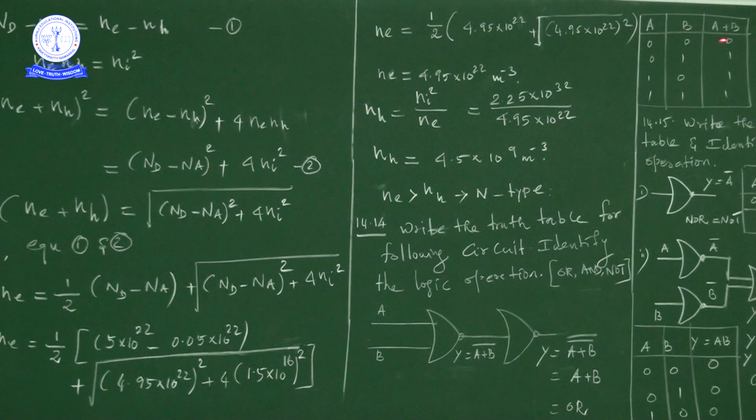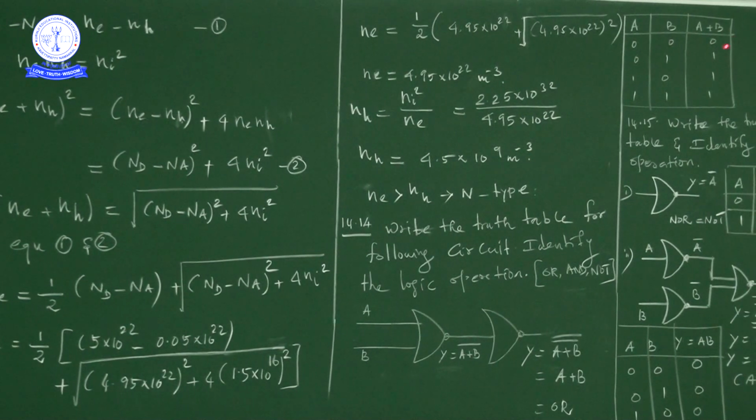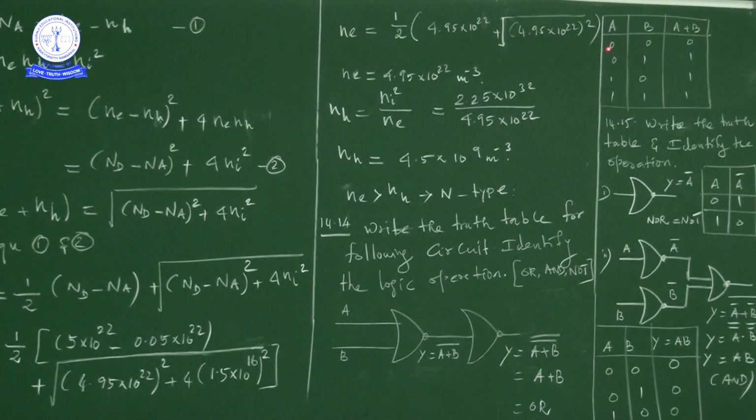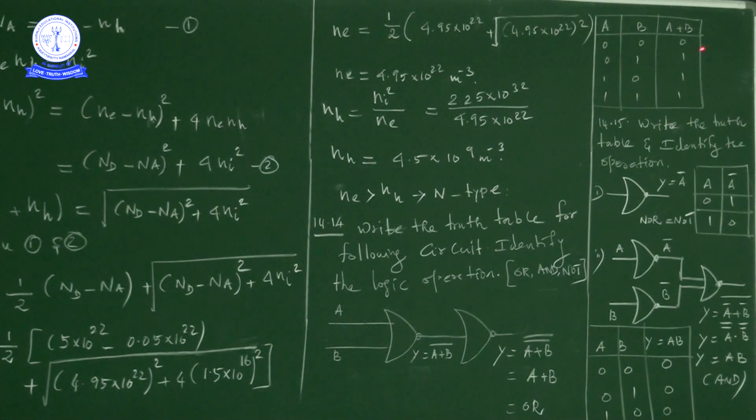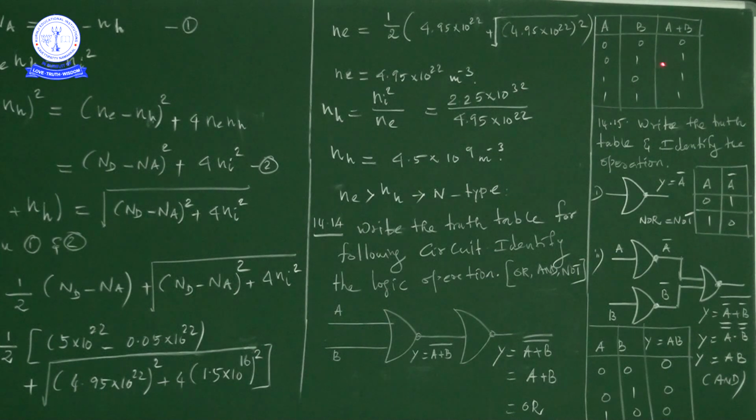So A plus B. So this is the truth table of the OR gate. Then A is equal to 0, B is equal to 0, then A plus B is equal to... 0 represents the low value, 1 represents the high value. So A is equal to 0, B is equal to 0 means both the inputs are low, then the output is low: 0 plus 0 is 0. Then 0 and 1: 0 is the low value, 1 is the high value, low plus high is equal to high.